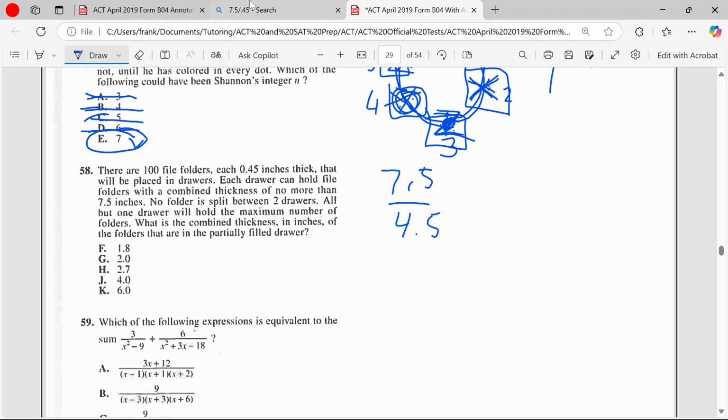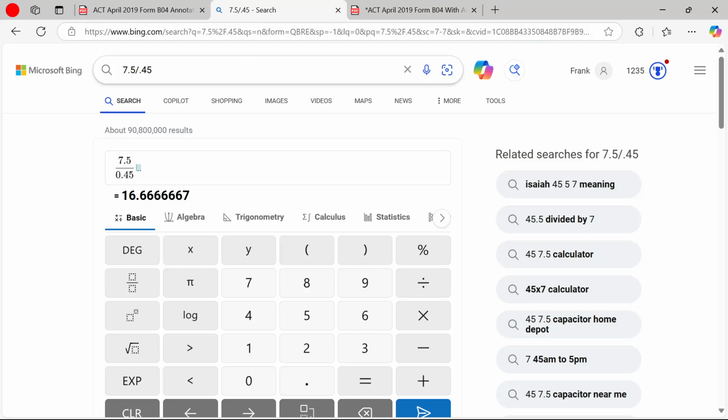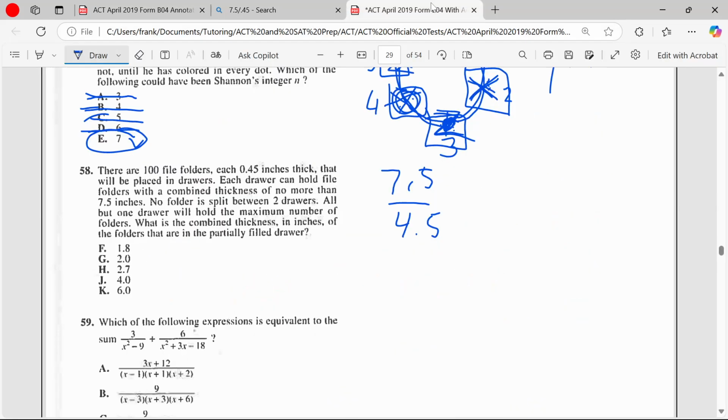I'm not doing that one in my head. I did this right here. 16.67. Well, I can't have partial, so each drawer can hold 16 folders. So I've got 16 file folders. Well, there are 100, so 100 divided by 16 is 6 times 16 is 96. It says they got to hold full folders, and there's 4 left over.